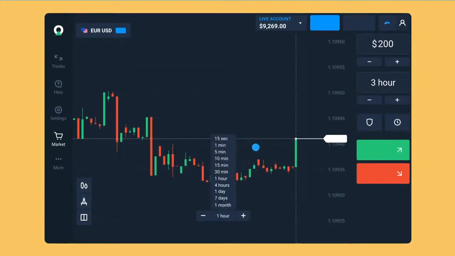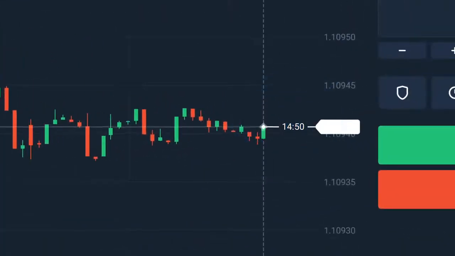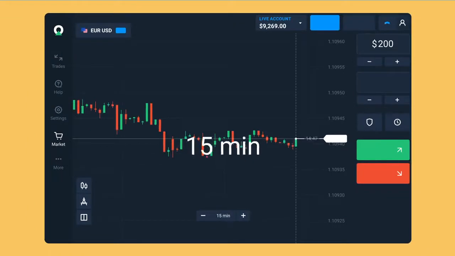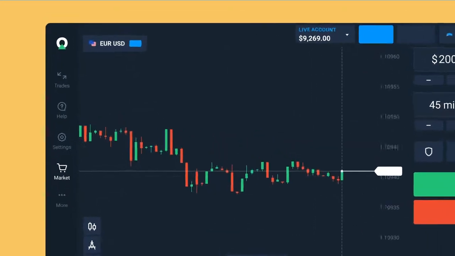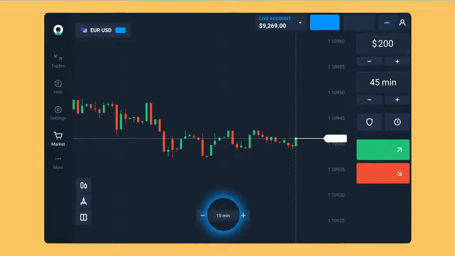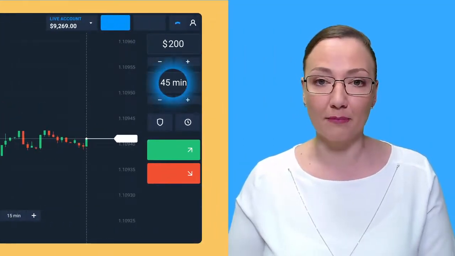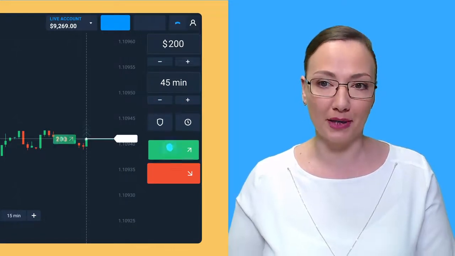If I am looking at the 15-minute time frame, then each candlestick is going to show me how the price changes every 15 minutes. And in this case, my trade duration should be 30 to 45 minutes. So looking at this example, we have Euro-US dollar, and we're looking at the 15-minute time frame. If we forecast that the price will be higher than the current price in 30 to 45 minutes, then we would click on the green button.